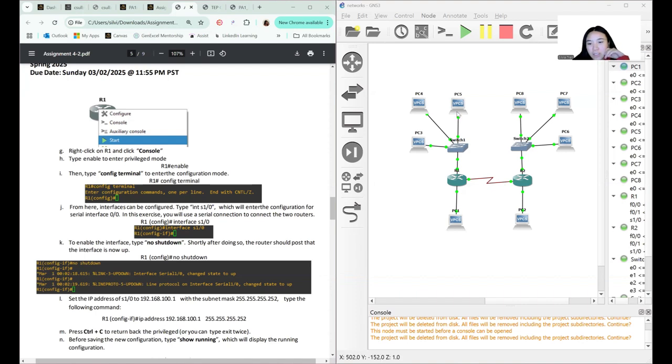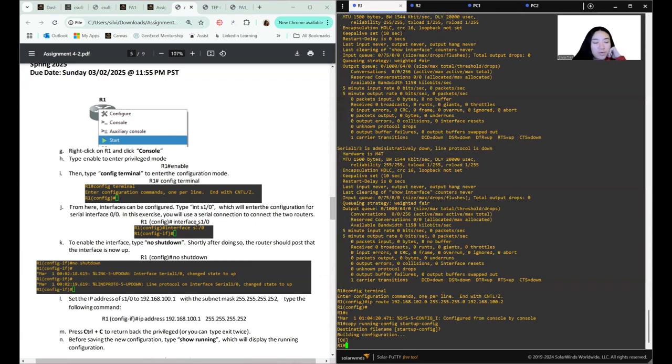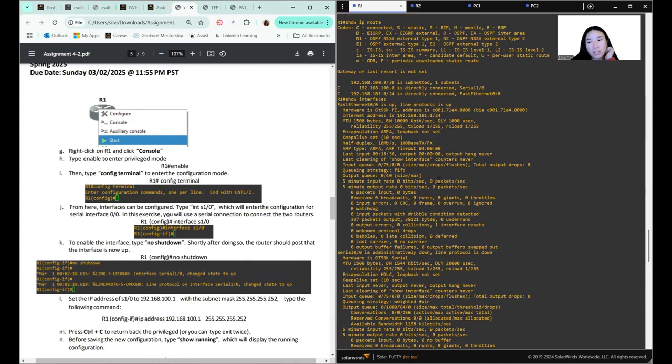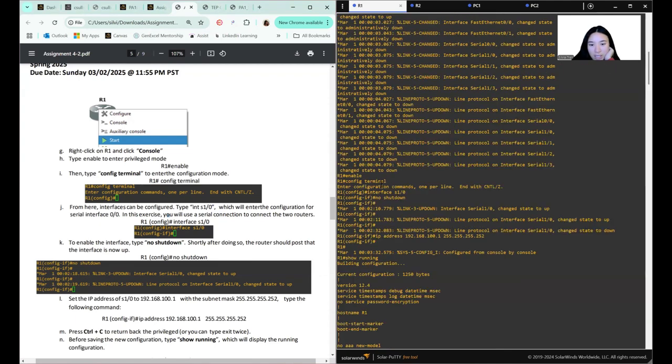As you can see on my screen, on the right here is what I have in my workspace from the lab. What I started with was router 1 and router 2, and for those two routers I did the configurations based on the assignment. The first thing that I did was I enabled it and then entered the configuration terminal.